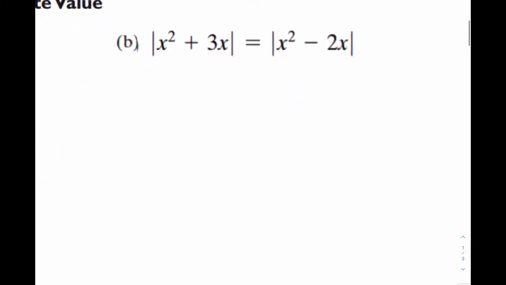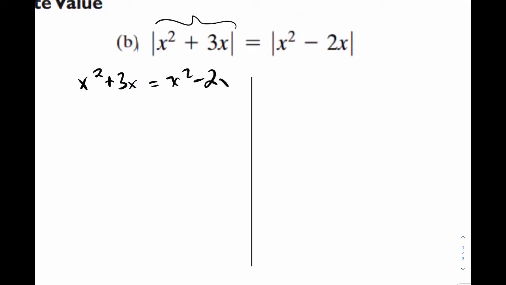Let's go to a harder example. So for this one, notice how it's significantly more challenging. We have absolute value on both sides, and both sides are algebraic expressions. We're actually going to do it the exact same way. I'm going to separate it. We'll take this first part right here, and we're saying, well, this part, x squared plus 3x, must equal whatever this thing would be, x squared minus 2x.